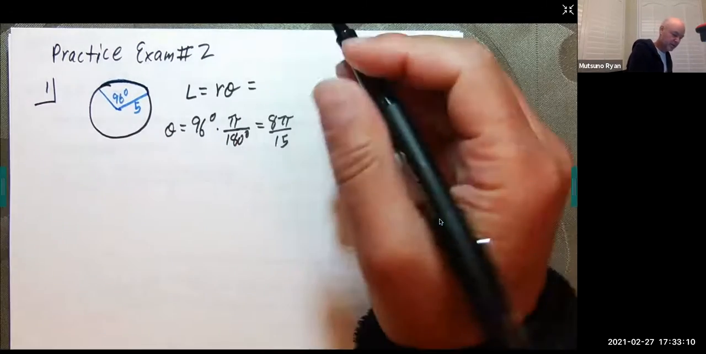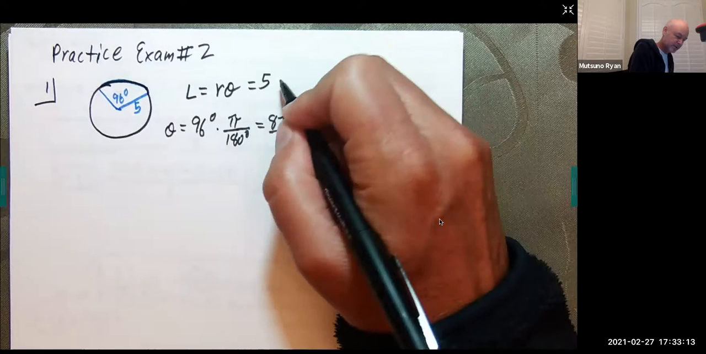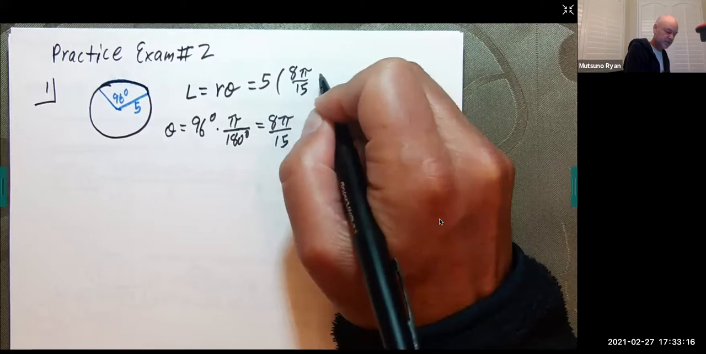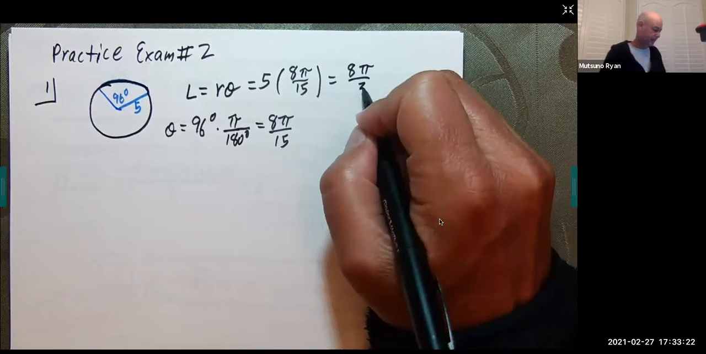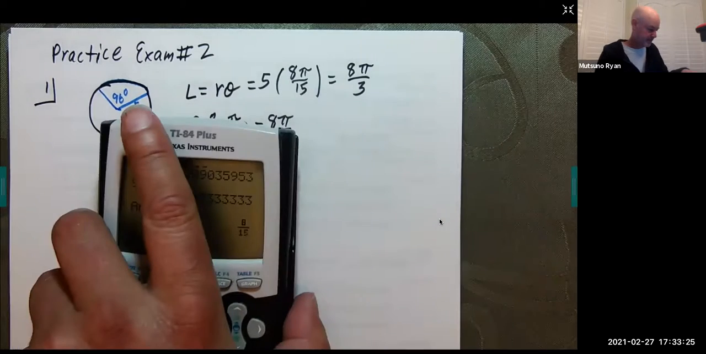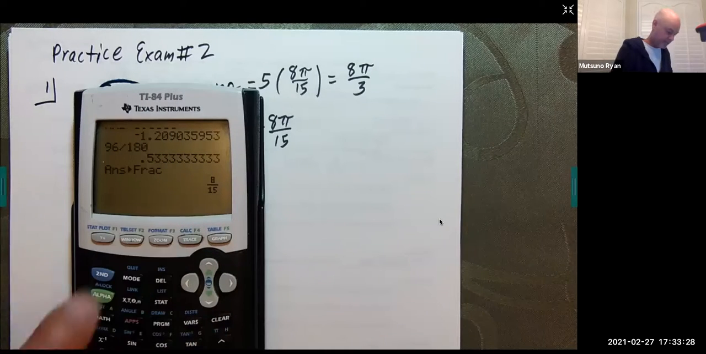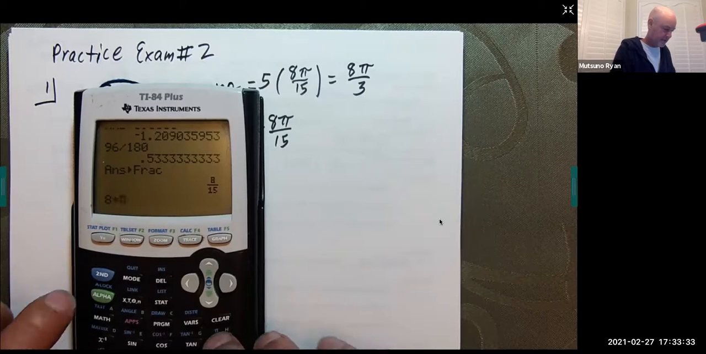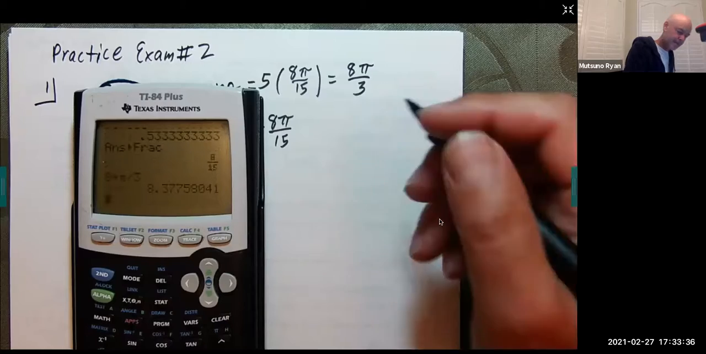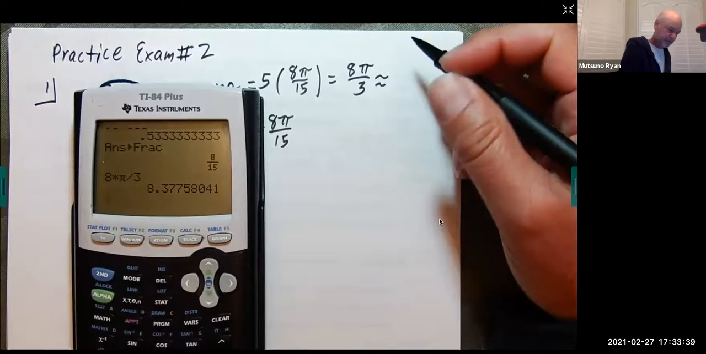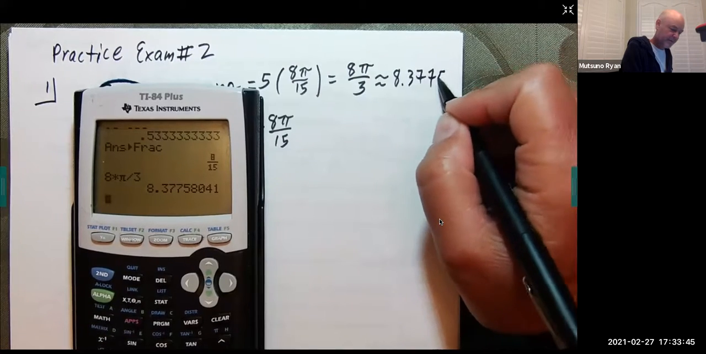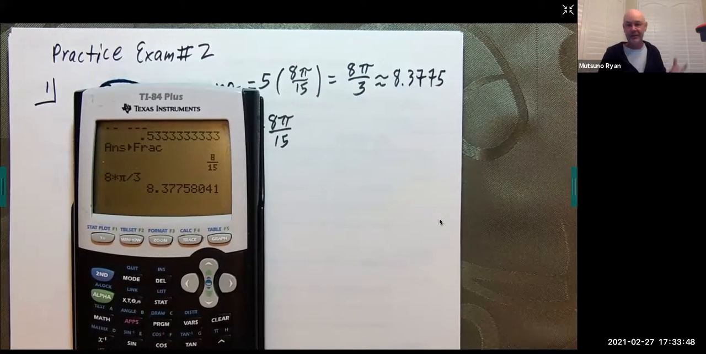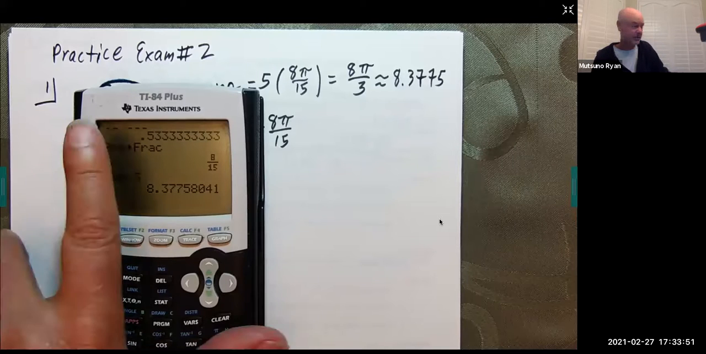So using our formula here, R, which is 5, times 8 pi over 15. And that reduces to 8 pi over 3. Let's get a decimal approximation there. Oh, no, that's the wrong number. So 8 times pi divided by 3. So this is going to be 8.3775. For this particular problem, they don't have a unit, so you don't have to put inches or feet or whatever. But if there is a unit, you would, of course, need to put that.